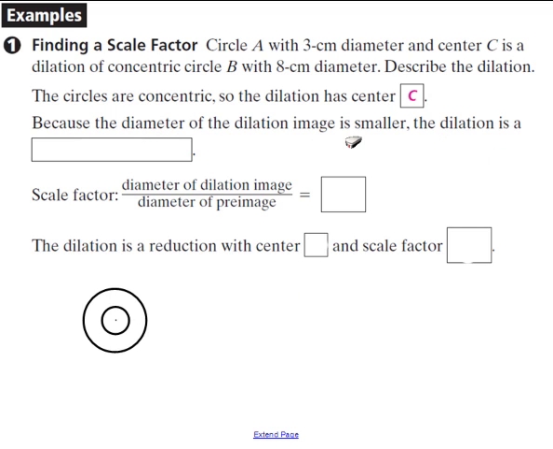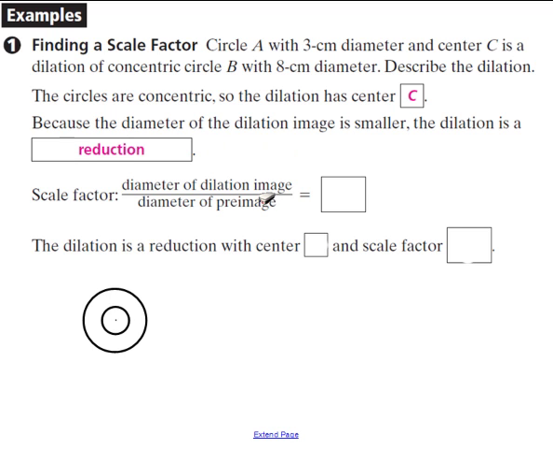And it says because the diameter of the dilation image is smaller, circle A with 3 centimeter diameter and center C is a dilation. So circle A is actually the dilation. Circle B is the original. So you have to watch the wording there. Here it says, this circle A is a dilation of circle B. So A is the one in the center, B is the one on the outside, but B is the pre-image, A is the image. So if it got smaller, that means that the dilation is actually a reduction.